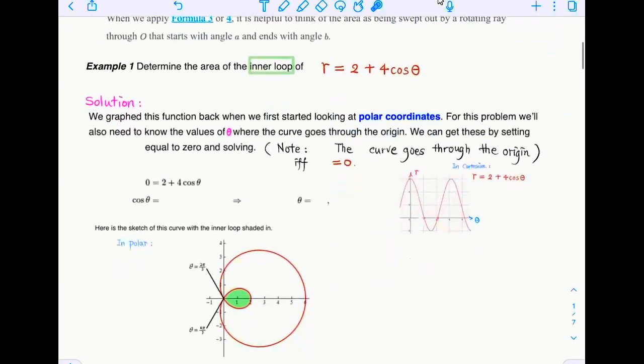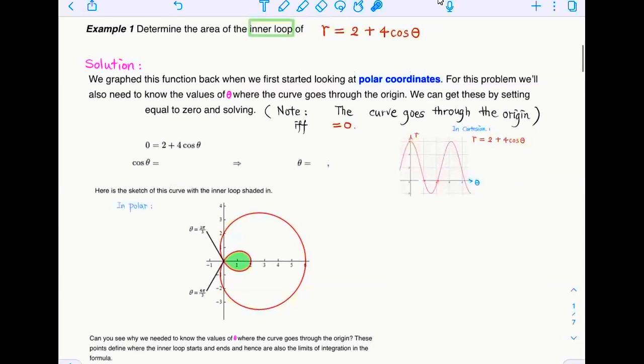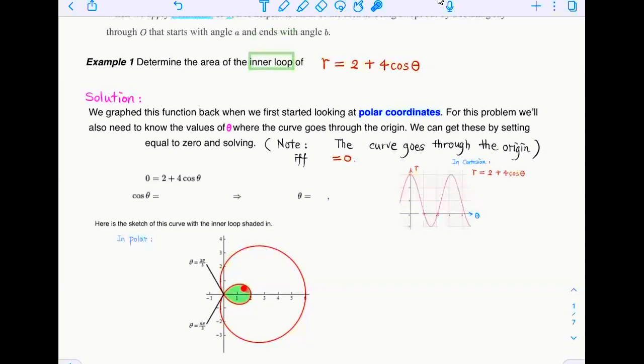Now let's look at some examples. The first example, we try to determine the area of the inner loop of this curve. We learned from the previous section that the graph of this is a limaçon, like a snail in French. So here's a graph of this function. Here is the inner loop of this polar curve. Now we try to find the area of this inner loop, which is the green highlighted area over here.